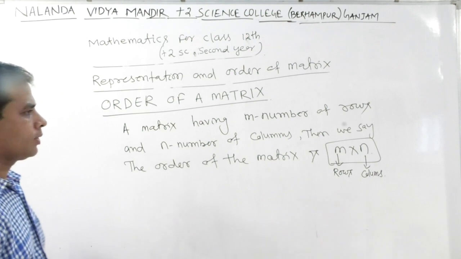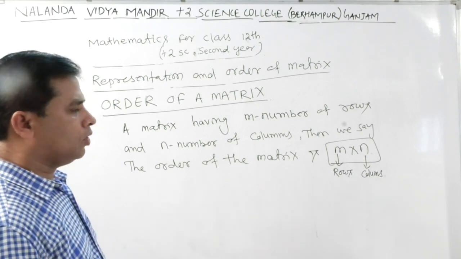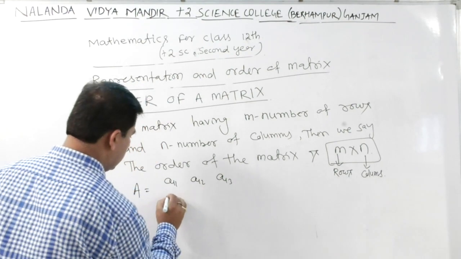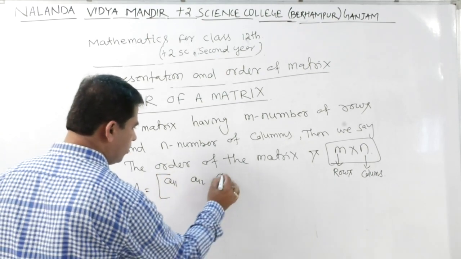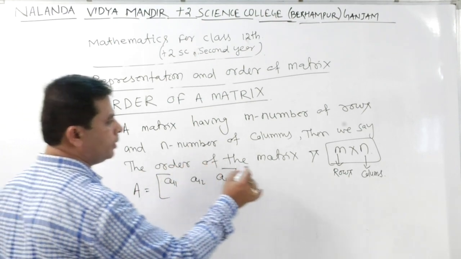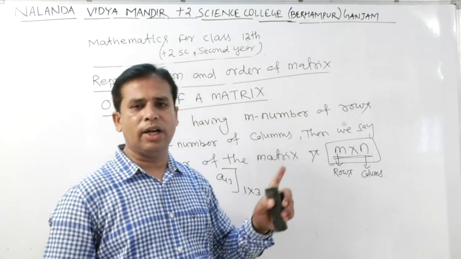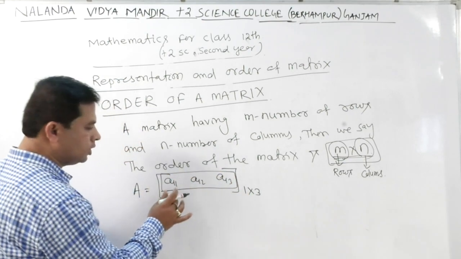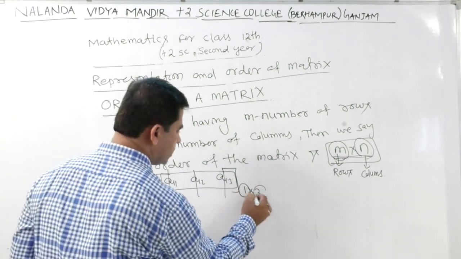Okay, now let's go through the types of order. We can write that A is equal to A11, A12, A13, and this is our first row and third column. There is one row and three columns. The order of the matrix can be written as 1 cross 3. Here we observe this is our single row, therefore this is our 1, and how many columns? 3 columns. Therefore, the order of this matrix is 1 cross 3.